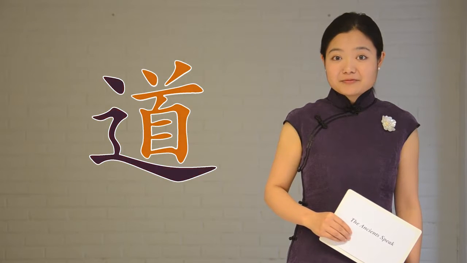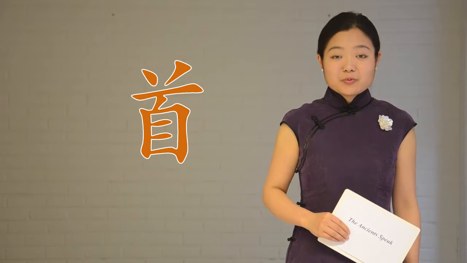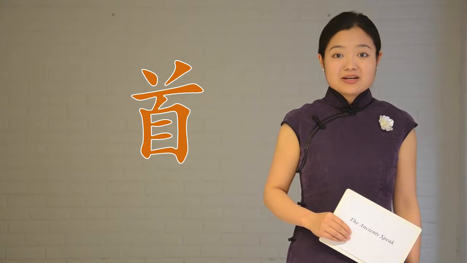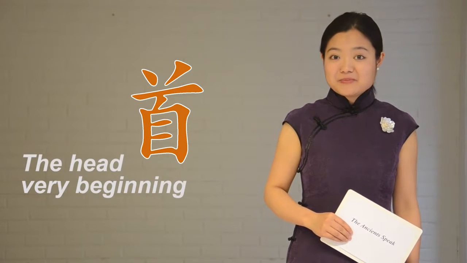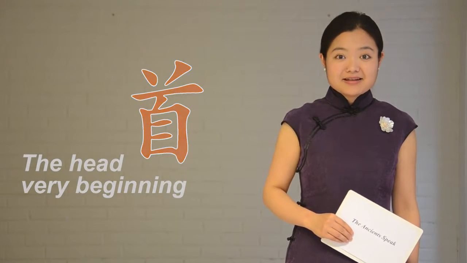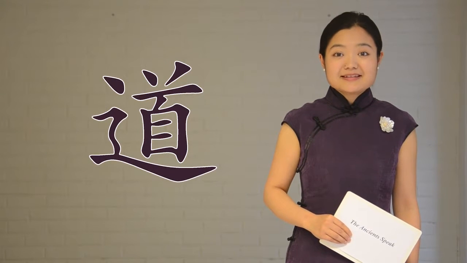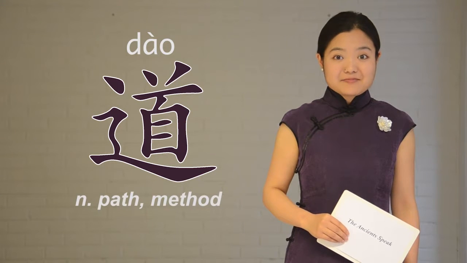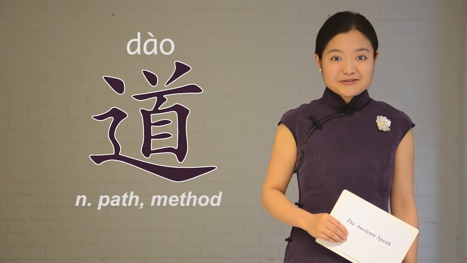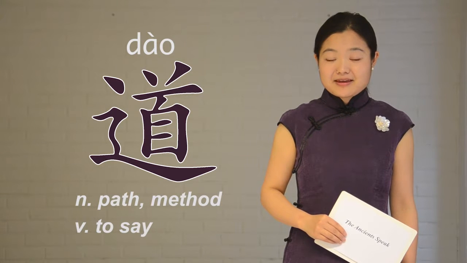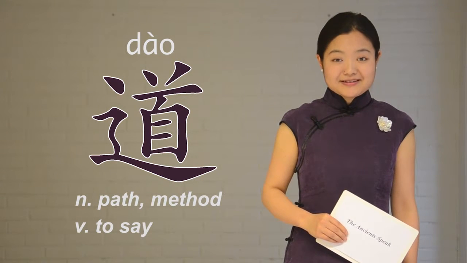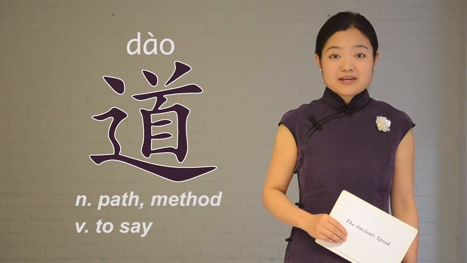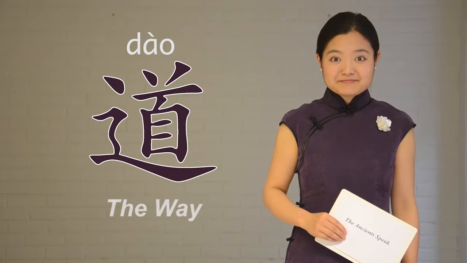The right part of Dao is shou, which is itself a Chinese word, meaning the head or the very beginning. Again, the pronunciation of this word is dao. The basic meaning of dao is the path and the method. As a verb, it also means to say. As some of you may have already learned, dao is the central concept of ancient Chinese teacher Laozi's thought, referring to the source of all the universe or the way.